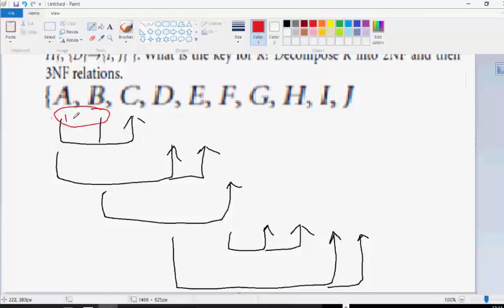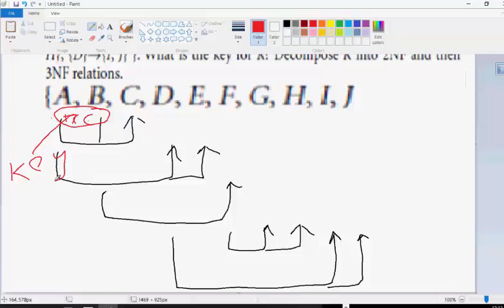So my key has to be the attributes that go to everything else. Starting from just A alone can't do it. Because A alone will lead to what? Just D and E. Right? B alone can't do it because B will lead to F. But if I combine A and B, just from A and B, I can get to C, D, E, and F. And from then, transitively, I can get to G, H, I, and J. So that means that my key is what?